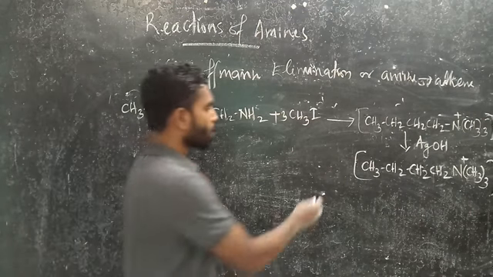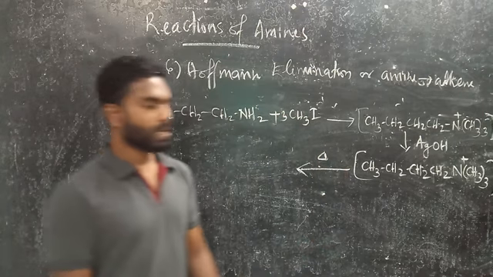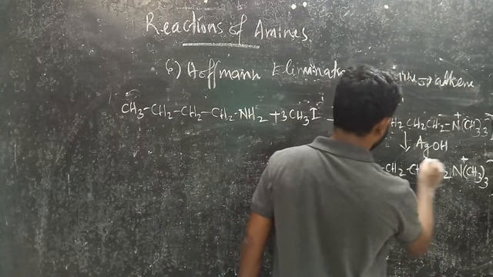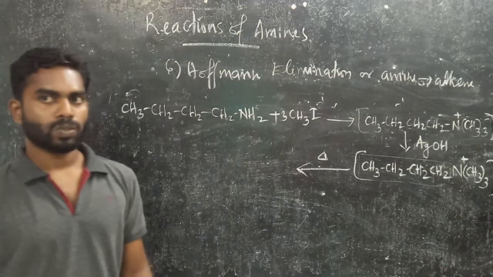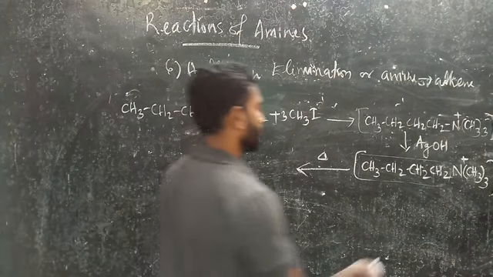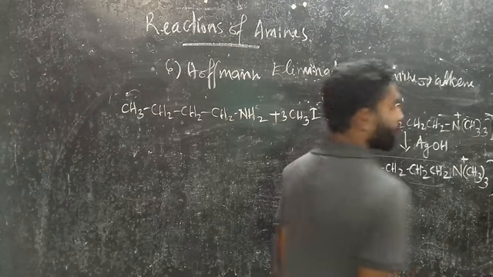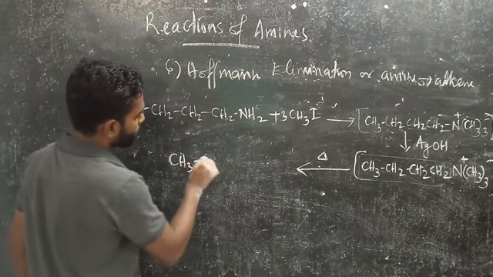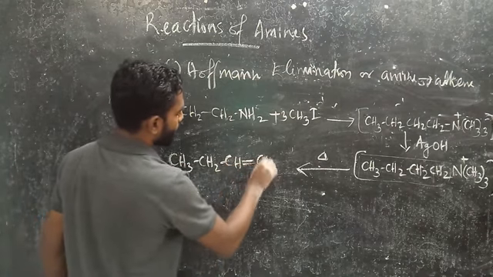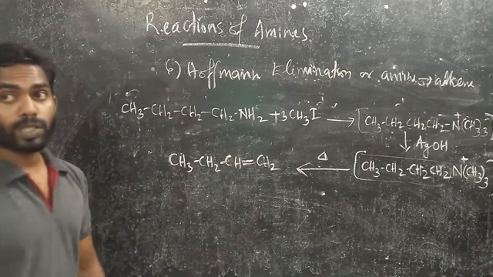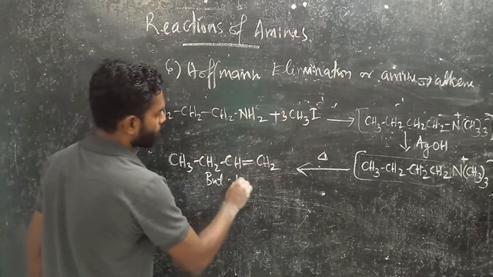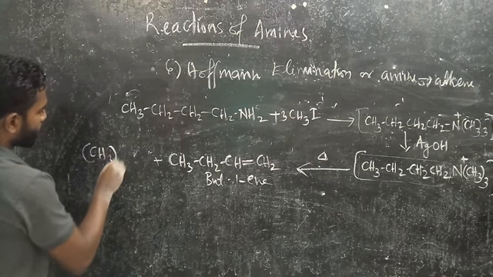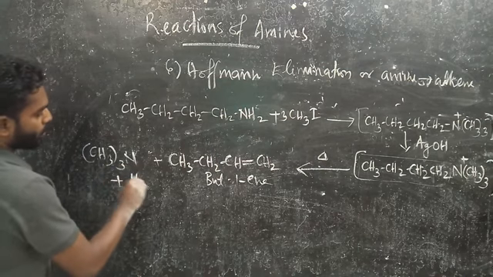The last step, this on heating. What will we get? The normal butyl part undergoes elimination to give but-1-ene, and the other part gives trimethylamine. This on heating gives CH3CH2CH=CH2, that is but-1-ene, and trimethylamine, N(CH3) thrice, plus H2O.